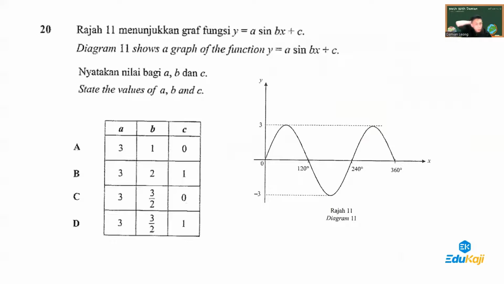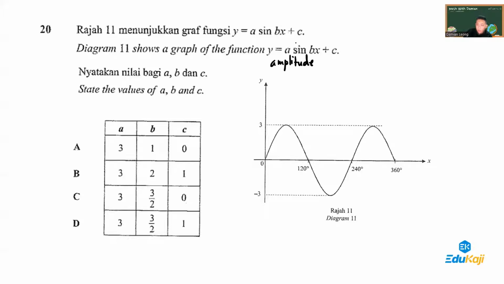Okay. Question 20. Diagram 11 shows a graph of the function y equals a sine bx plus c. I want to state the values of a, b, and c. So what do a, b, and c tell you? A is the amplitude, which means how high it goes. Usually it goes to 1, but now it goes to 3, which means 3 times that. So A is 3.